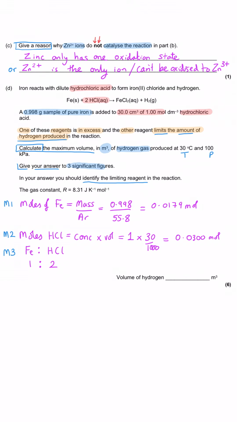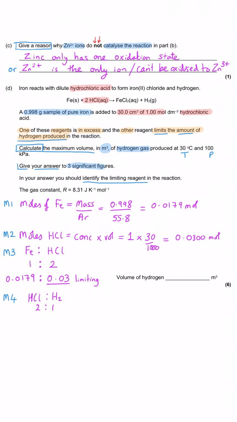And so when we compare those 2 numbers, at first glance, the iron looks like it is limiting because it is the smaller of the 2 numbers. But we need double the number of moles of HCl that we've got for iron. And we don't have double the moles. We have bigger, but not enough for it to be double. And so that means that the HCl is the limiting reagent. And so moving forward, the moles of hydrogen gas that we can produce has to be dependent on the moles of HCl that we started with.